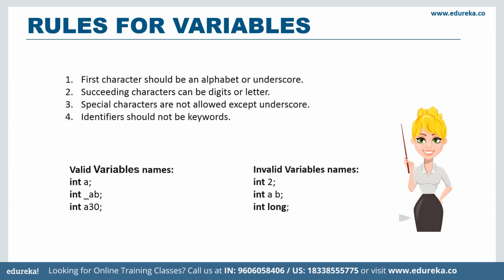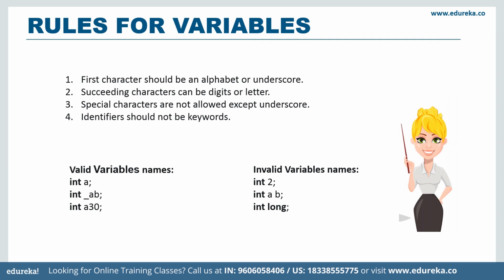Let us see some examples of valid variables that can be used in C#. Firstly, int a. Here, you can see that the variable name is starting with an alphabet, so this happens to be a valid variable. Then we have int _ab. This variable is also considered to be valid because it is starting with a special character, that is underscore. So underscore can be used, but not any other special character. And lastly, we have int a30. Here, the variable name is starting with an alphabet and it is followed by a number. So this is considered to be valid.